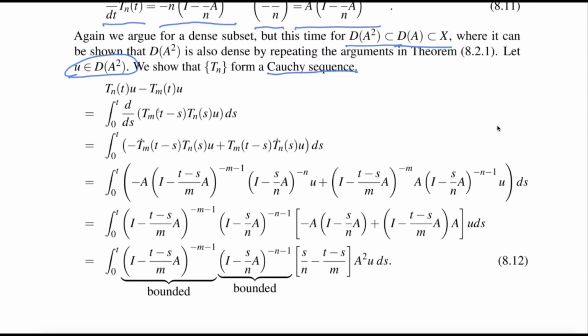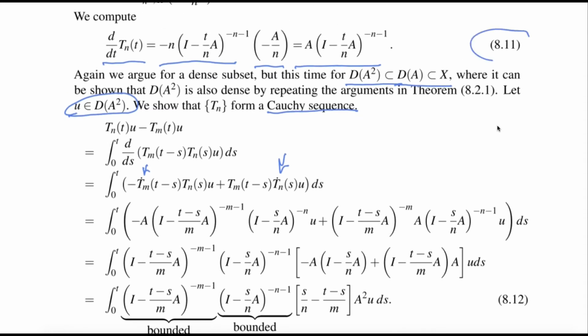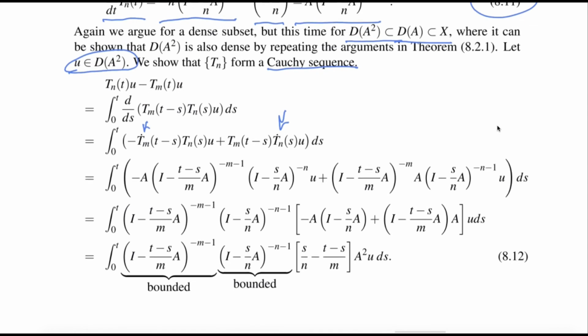So think of this backwards. If you integrate this, then you have Tm(t−s) Tn(s) evaluated at t, which is Tn(t), minus the whole thing evaluated at 0, which is Tm(t). So this is correct. Then you do the product rule, so you apply the derivative, so we have little dots here, here and here from the product rule. And then you apply the previous result 8.11 for the derivatives of the semigroups.